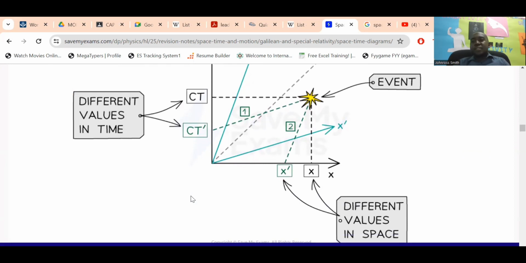All right, so that's the basis in which we look at space-time diagrams, right?